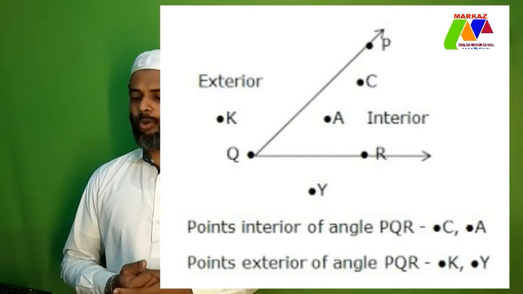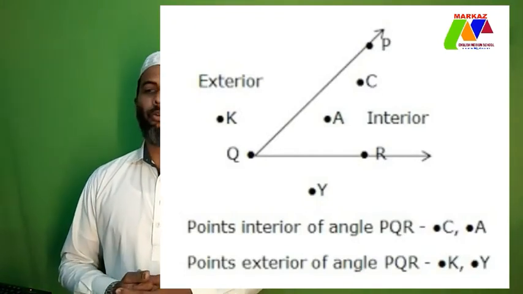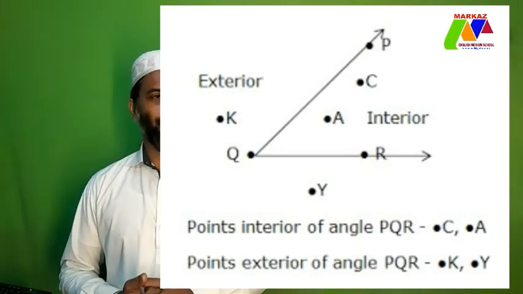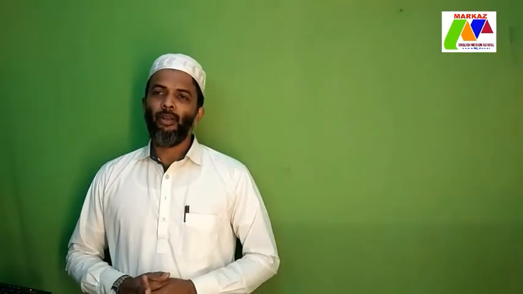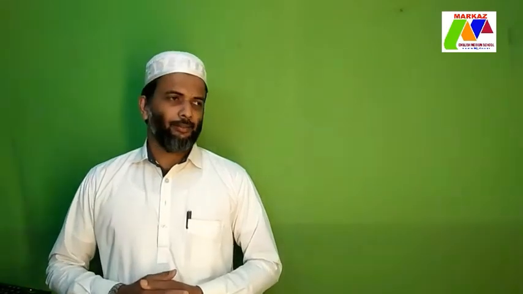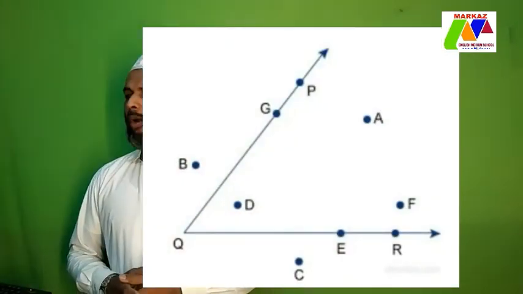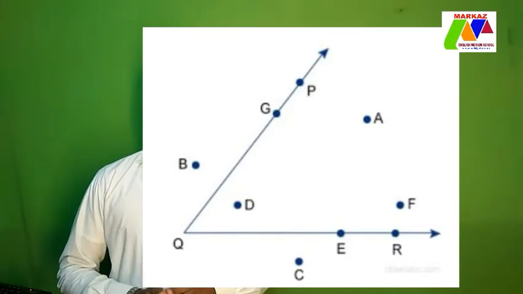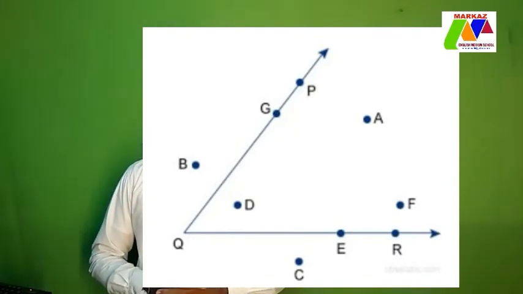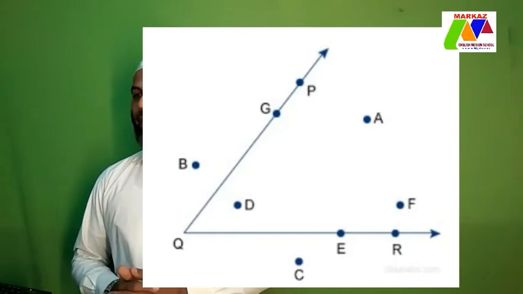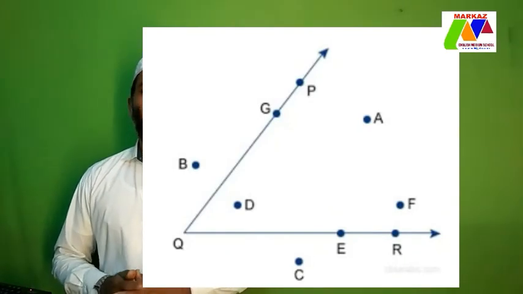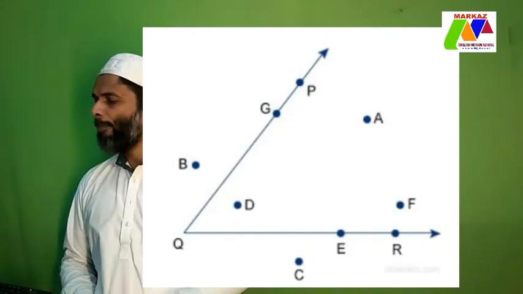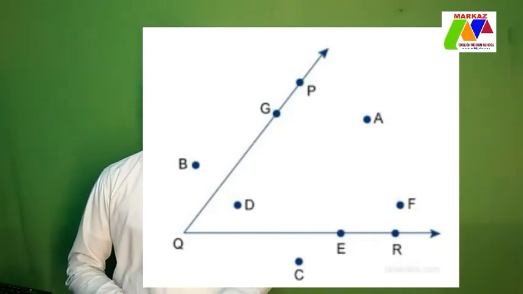Draw the angle PQR and mark two interior points and two exterior points. Draw this angle and find out all interior and exterior points. Points interior of angle PQR are A, D and F. Points exterior of angle PQR are B and C.